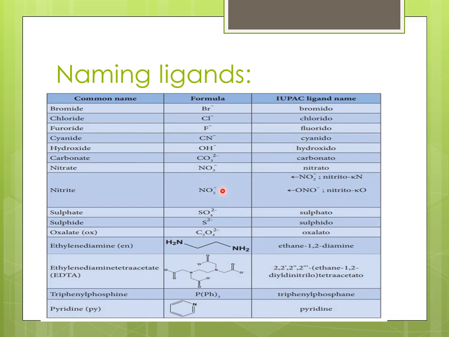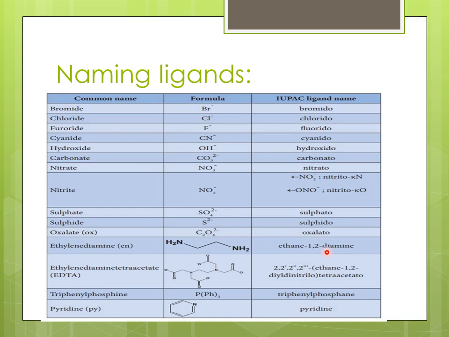Then this nitrito is an ambidentate ligand, capable of coordinating in more than one way, either through nitrogen or through oxygen. Hence we will be using the words kappa-N, kappa-O. Then sulfato, sulfido, oxalato, ethane-1,2-diamine. That is nothing but ethylenediamine. When you write the ligand name, it should be ethane-1,2-diamine.